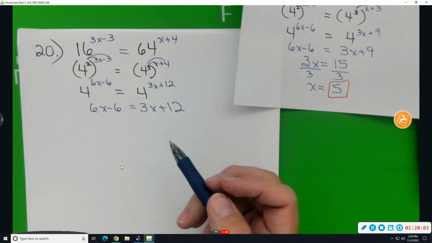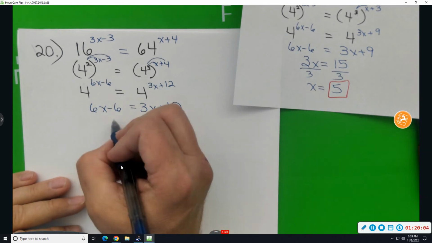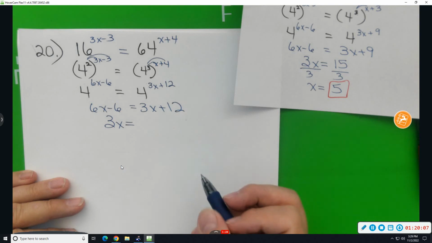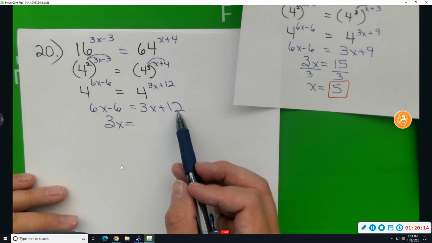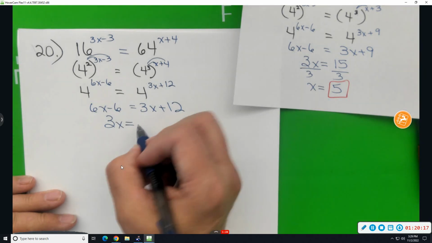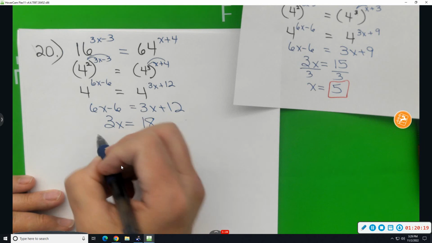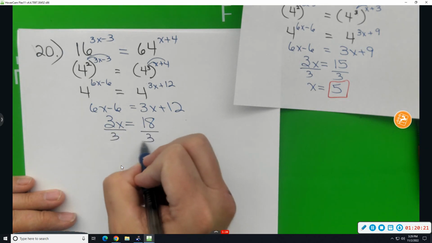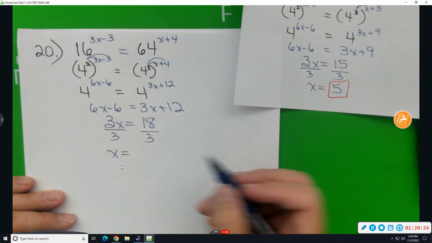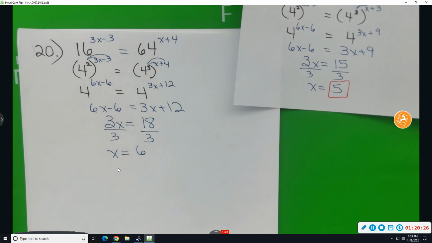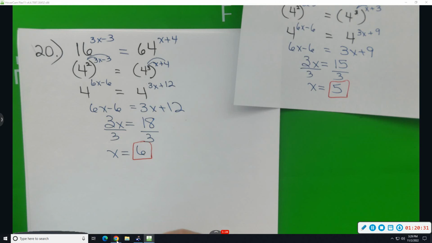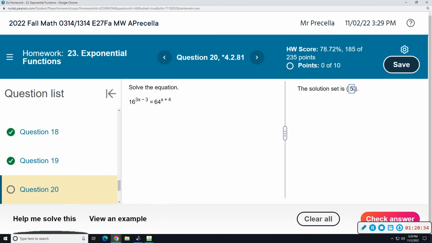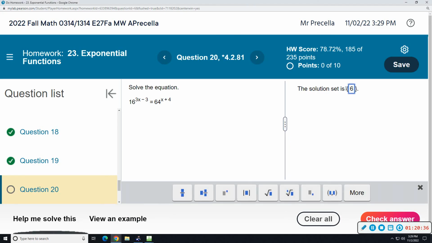Subtract 3x. 6x minus 3x gives me a 3x equals. What am I going to do with this minus 6 here? Move it over, so we'll have a 12 plus 6, which gives me 18, and then dividing by 3, we get x equals 6. 18 divided by 3 gives me a 6. So change that 5 to a 6.